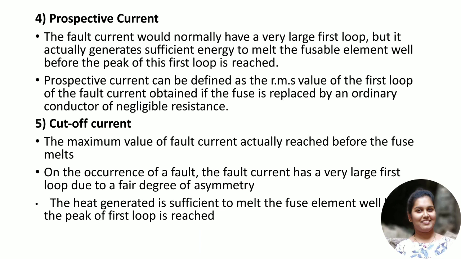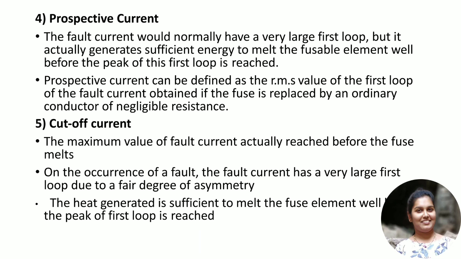Next is cutoff current. The maximum value of fault current actually reached before the fuse melts. This is nothing but the cutoff current. On the occurrence of a fault, the fault current has a very large first loop due to a faint degree of asymmetry. The heat generated is sufficient to melt the fuse element well from the first loop it reaches. Okay, so cutoff current is nothing but the maximum value of fault current that actually reaches before the fuse melts.